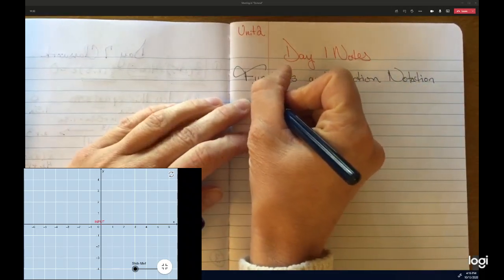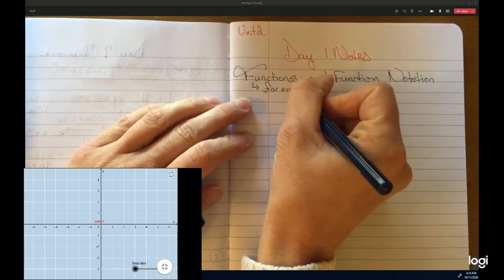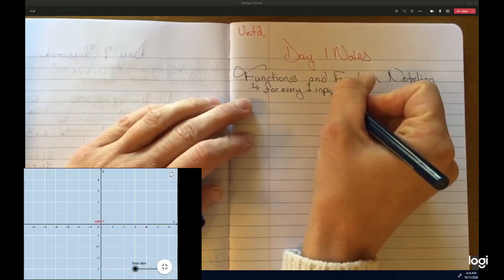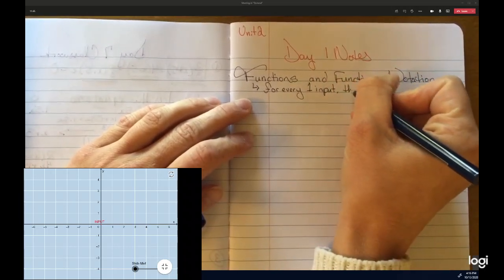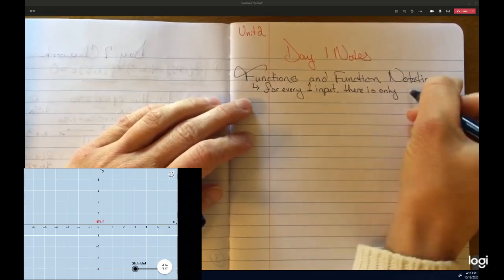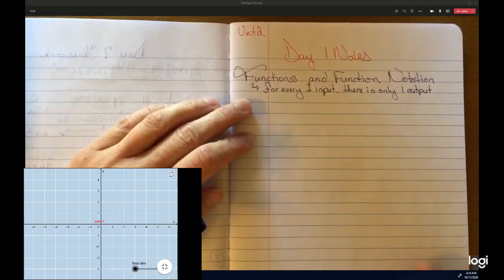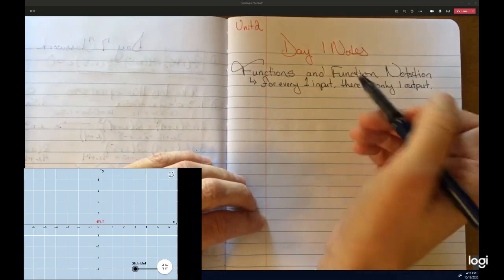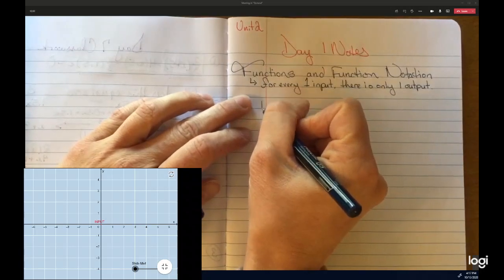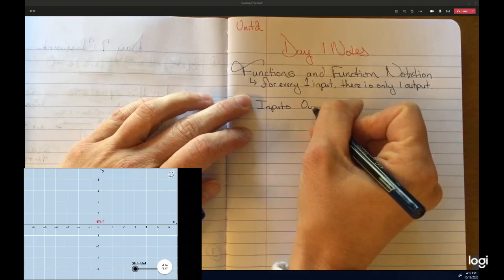So let me draw an arrow here. For every one input, there is only one output. So let's get into some vocabulary, because these are words I haven't used before. Inputs and outputs. Okay? Inputs, outputs.